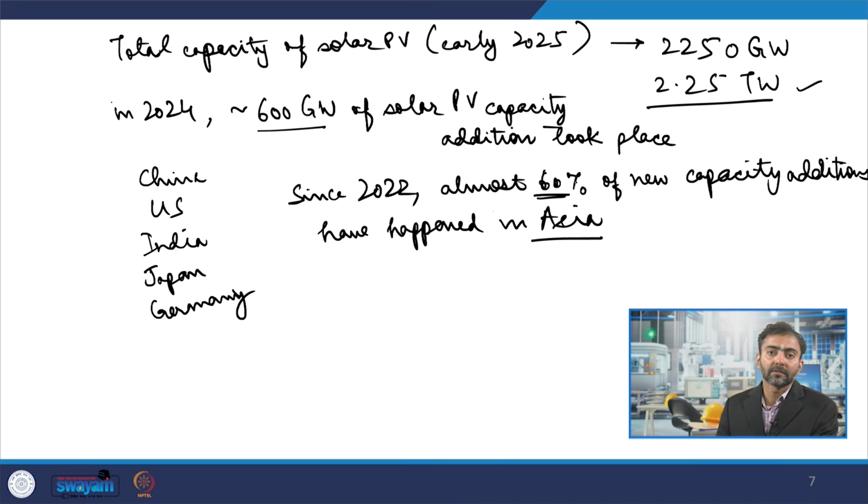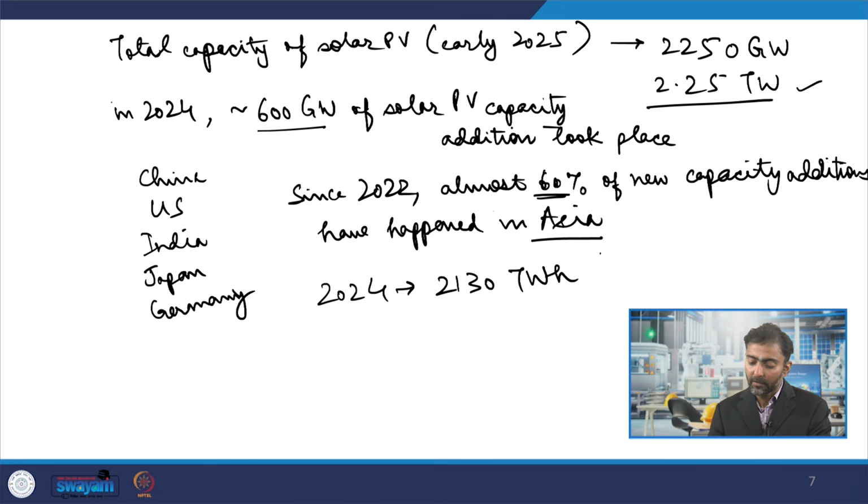So the Asian countries, the developing countries, or many of the not so developed countries, are also ramping up their solar PV capacity in a big way. India is a very interesting example in that case. And if you look at the total electricity generation, the statistics of year 2024, almost 2130 terawatt hour of electricity has been generated globally from solar PV. So those are the massive numbers.